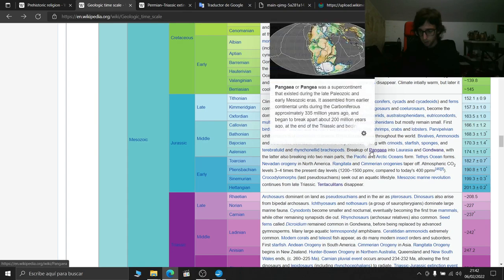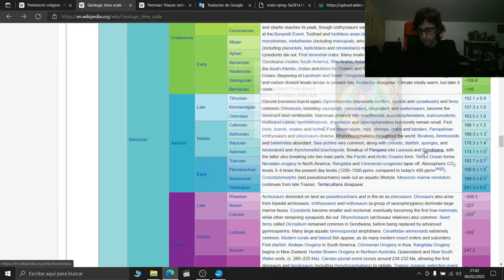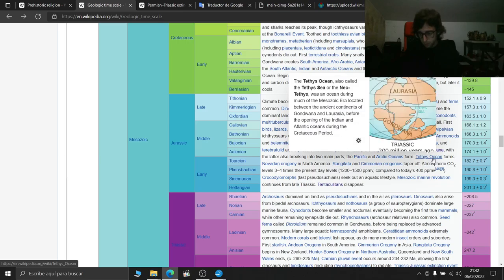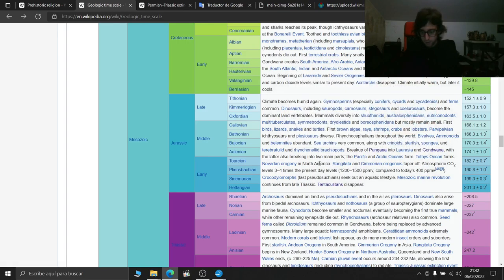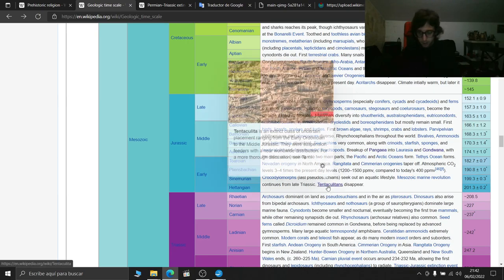Let's see what more. Breakup of Pangaea into Laurasia and Gondwana, with the latter also breaking in two main parts. The Pacific and Arctic Oceans form. Tethys Ocean forms. Atmospheric carbon dioxide levels 3 to 4 times the present-day levels. Crocodilomorphs seek out an aquatic lifestyle. Mesozoic marine revolution continues from late Triassic. Tentaculidans disappear.